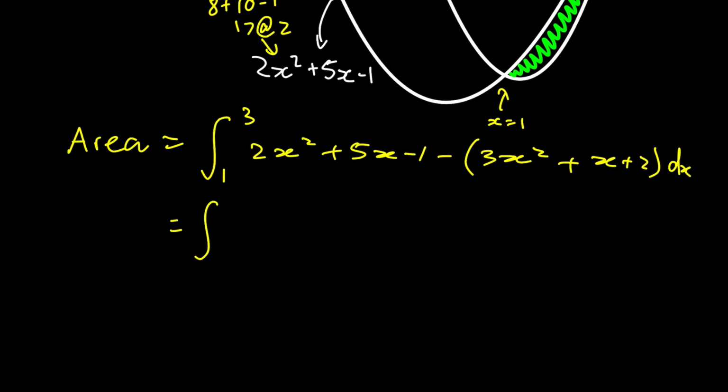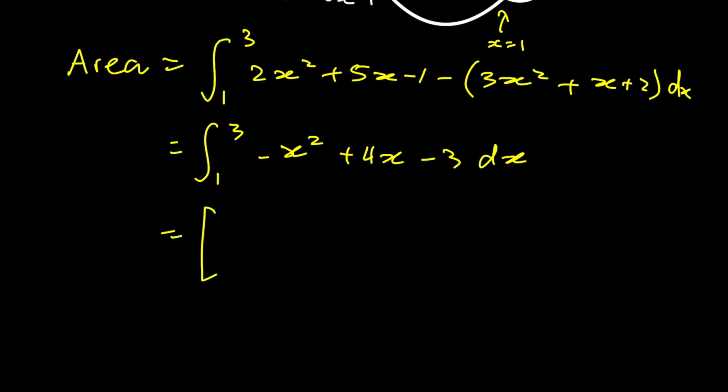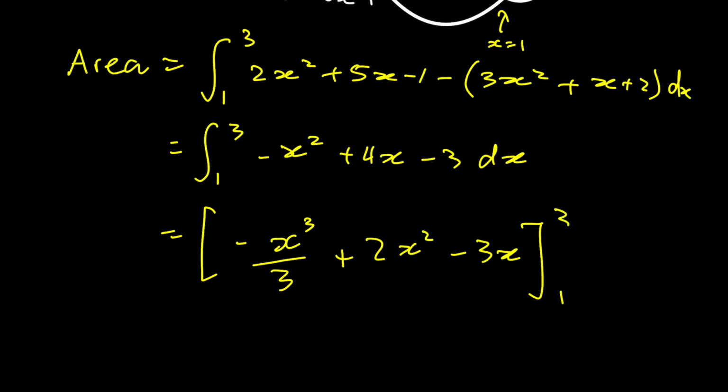Okay. So now simplifying what's inside the brackets, we have 2x squared minus 3x squared, which is negative x squared. Then we have 5x minus x, which is plus 4x. And then we have minus 1 minus 2, which is negative 3. Now solving this integral, this becomes x cubed. We increase the exponent by 1, and then we divide by the new exponent. So it's negative x cubed over 3. And then this is plus 4x squared, and now we divide by the new exponent 2. So it becomes just 2x squared, and then that's minus 3x. And we do this from 1 to 3.